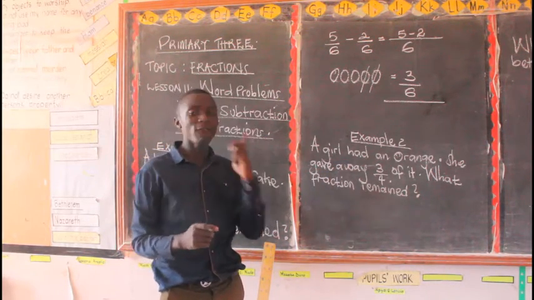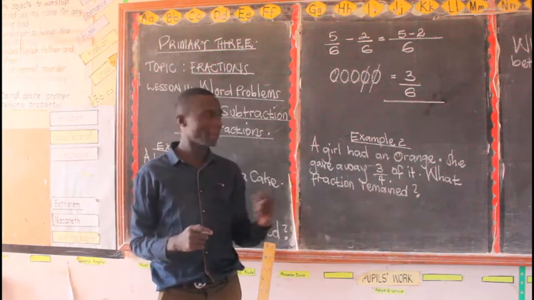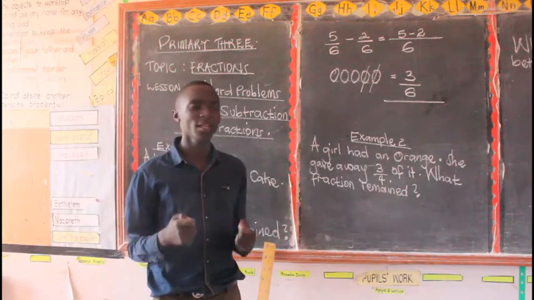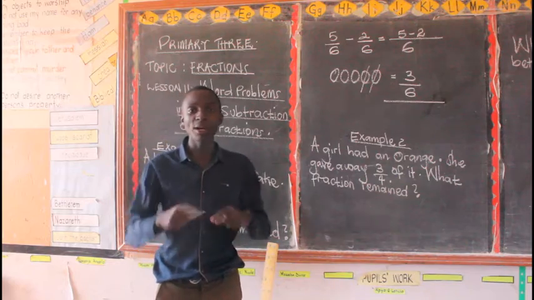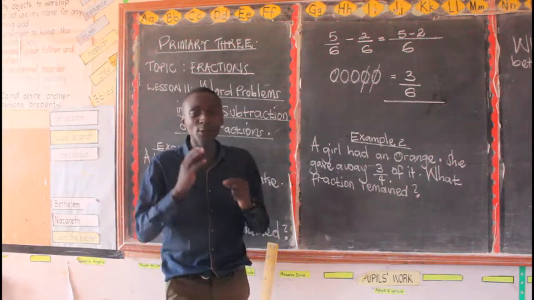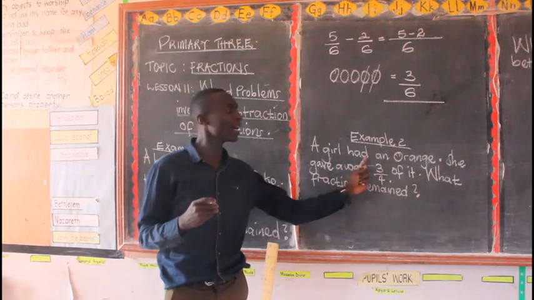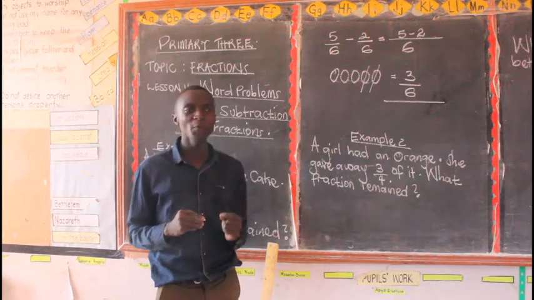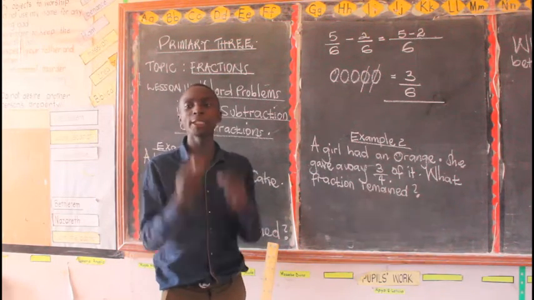A girl had an orange. Here we do have only one fraction in the question. This is 3/4. But if they just said a girl had an orange, this simply means that it was a whole. It was a full orange. It wasn't a part. It wasn't a fraction. So how do we write a fraction which means a full orange?